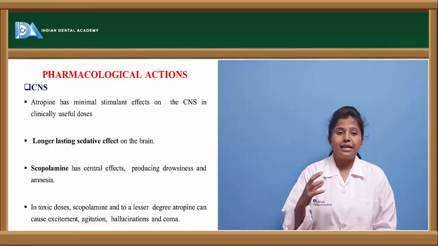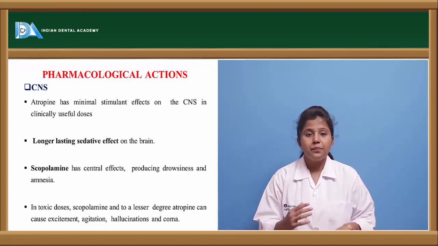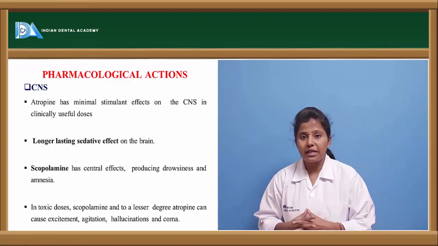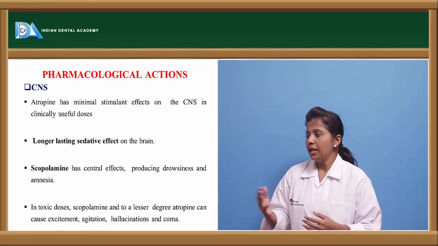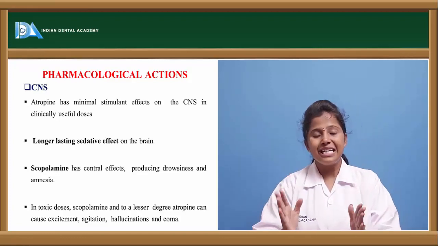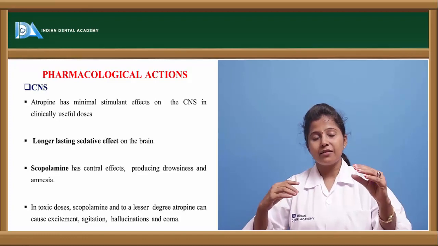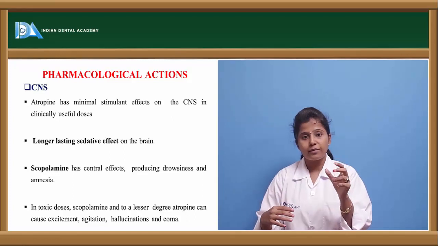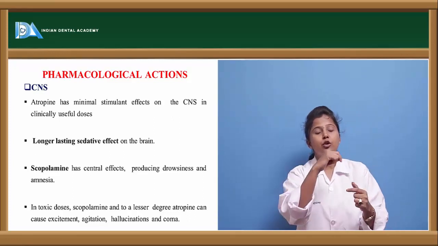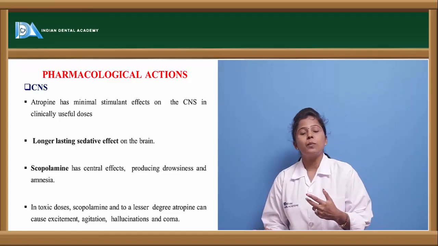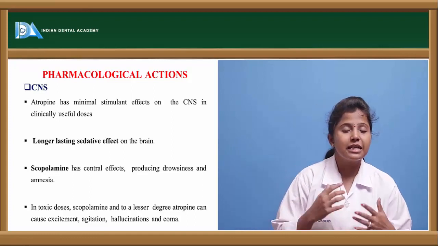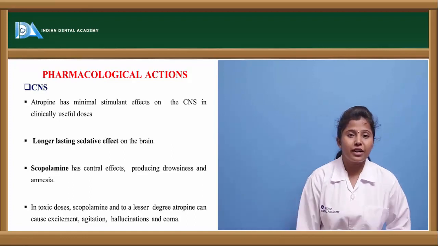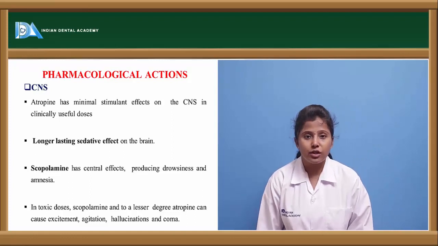And apart from that, in higher or toxic doses, scopolamine leads to an excitation effect. If we compare the doses of atropine and hyoscine, the effect shown by atropine at low doses is shown by scopolamine at higher doses. That is the reason that, in both higher and lower doses, scopolamine shows actions of agitation, excitation and hallucinations.